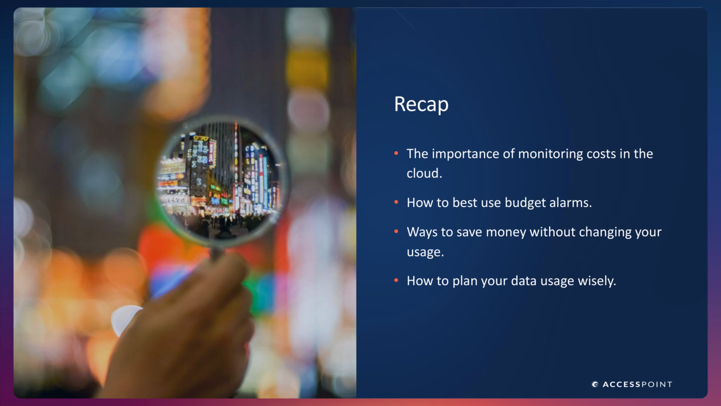Using budget alarms is a great way to notify yourself whenever your spend is higher than you're expecting. Another way to save money is through usage. Consider what types of instances you're running. Do you need the largest, most powerful instance? Can you handle some sort of auto scaling instead of buying the largest instance? Things like that. And then, of course, we just talked about planning your data usage wisely. You can save a lot of money by understanding how your data is accessed and how to best store it in your system.